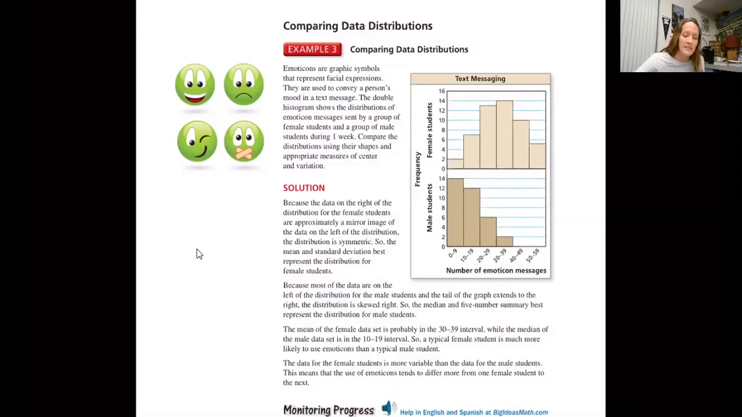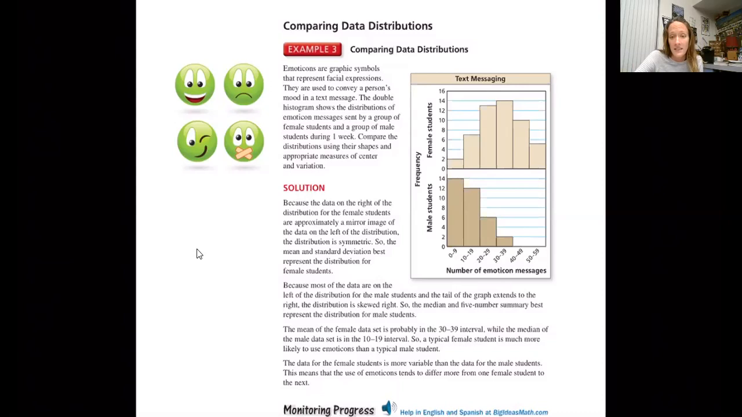Like in this one, the context is text messages for the example that's coming up right here, and how frequently male students or female students use emoticons or emojis. However, even though it's a similar context of what is going inside text messages, we're measuring two different populations, one male, one female. So just giving you an idea of what some of these comparisons might look like in this example in the book. I'm using these examples because you guys can reference them and look over them. But it does say compare these distributions using their shapes and appropriate measures of center and variation.